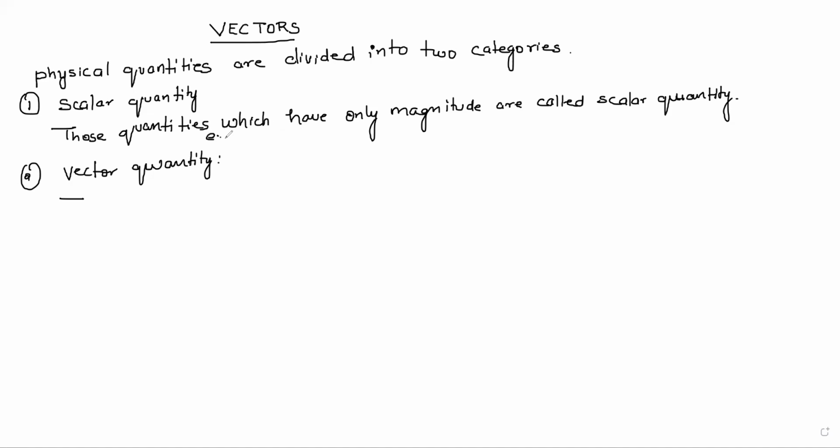Okay, we will write the example. They don't have any direction. They have only magnitude. For example, the unit of measurement of mass is kg. So it does not give you any direction. It will just give you the mass.